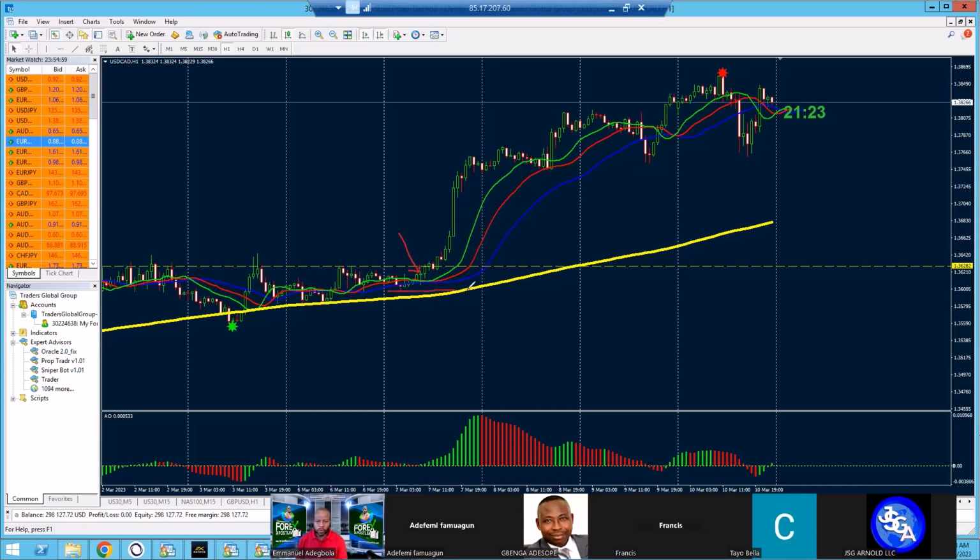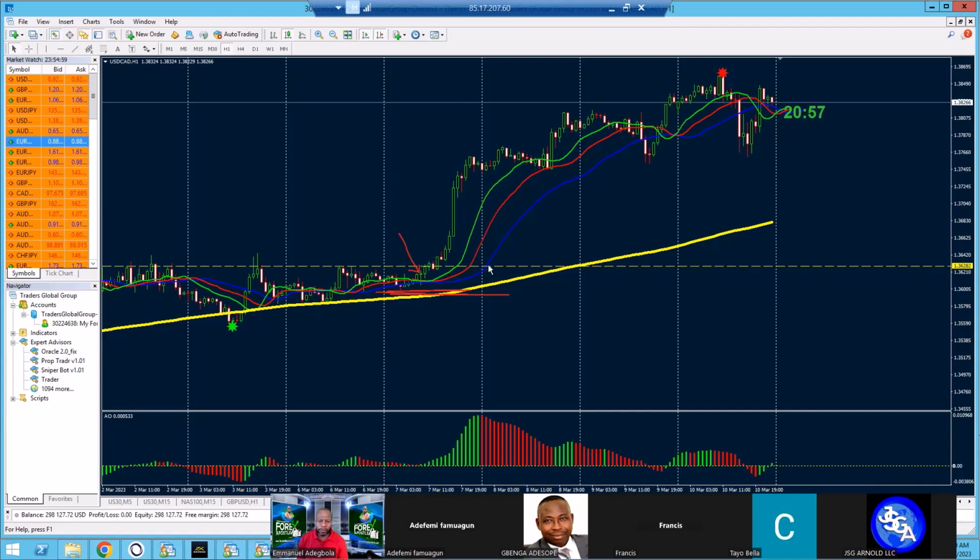So my stop loss right there, okay. The smaller your stop loss, the bigger your lot size, and the bigger your stop loss, the smaller your lot size. Okay, so as you can see right there, enter right there.